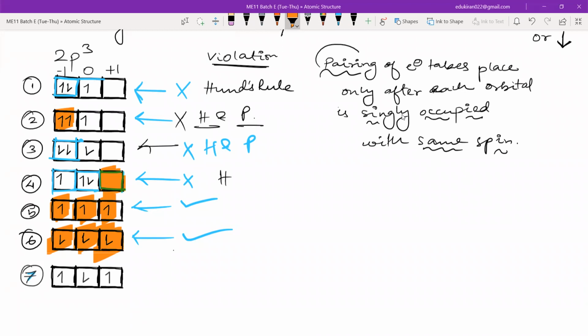Now, whenever it is singly occupied, you will check whether all of them have the same spin, yes or no. Do they have the same spin? No, sir, only the middle one. No, they don't have the same spin. That is why this will be wrong. Why? Because they should have the same spin. Got it? Yes, sir.